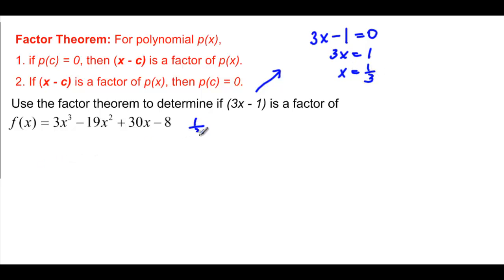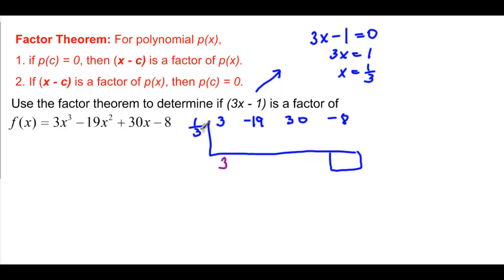So 1/3 goes on the outside. 3, negative 19, positive 30, negative 8. And if this is really a factor, this should be a 0 down here. But let's multiply. Bring down the 3, multiply by 1/3. 1/3 times 3 is just 1. And negative 19 plus 1 is negative 18. And then negative 18 times 1 over 3, you could think of it as negative 18 over 3 if you haven't done fractions for a while.